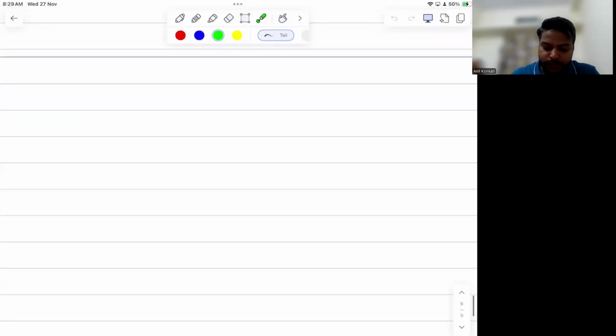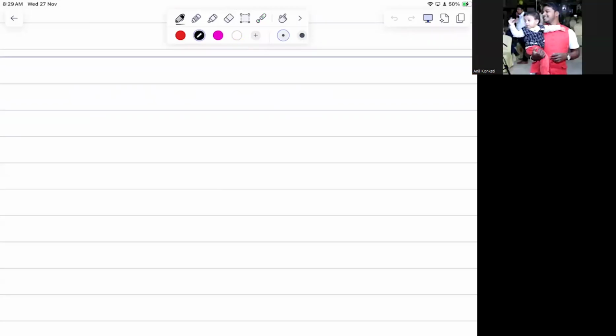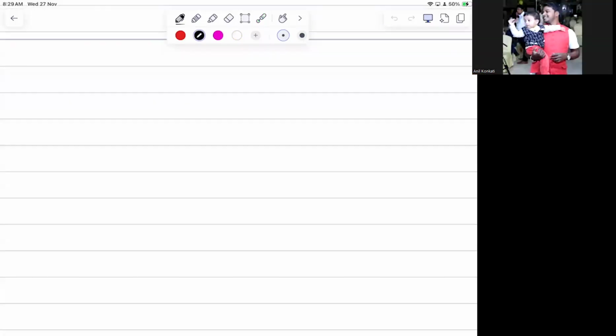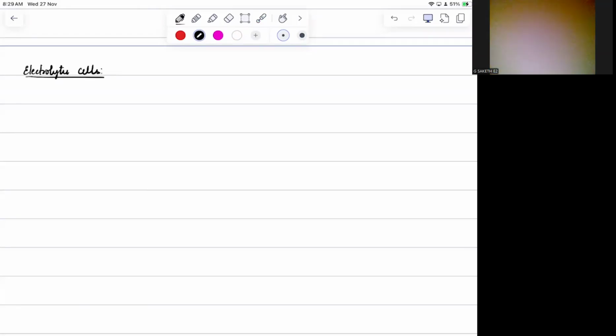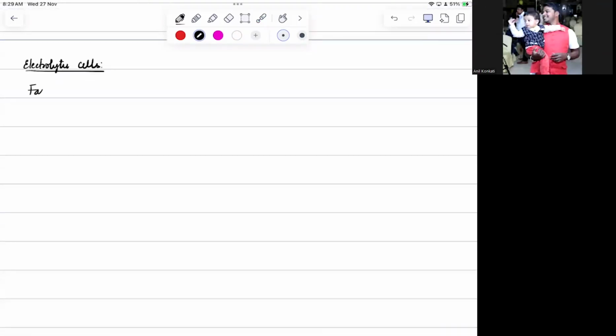So last we discussed was about the galvanic cells. Now today we'll discuss about the electrolytic cells and conductometric titrations and all. Let's see now. First, let us go with the fact of electrolytic cell. Electrolytic cells. In electrolytic cells, we will be discussing mainly about Faraday's laws.